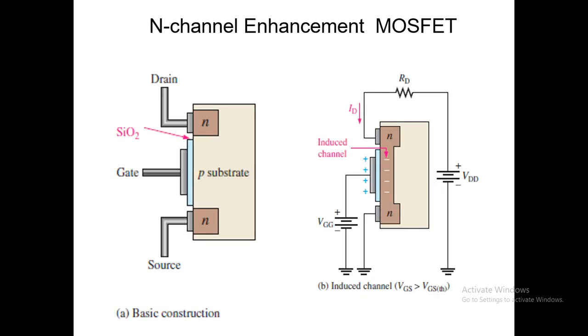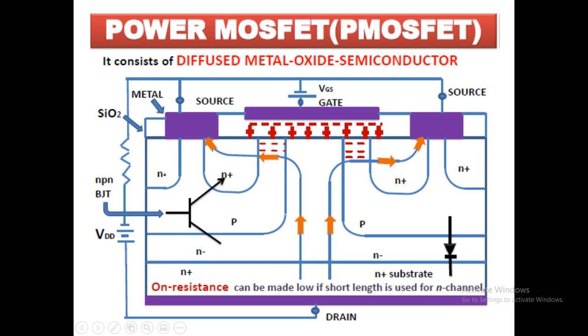For an N-channel we have a P-type substrate and two N layers for drain and source. And in the power MOSFET, the majority is the P substrate. This is your P substrate, and the drain and source layers are N-type layers. Here the drain consists of two N layers, N plus and N minus. N plus is the heavily doped N-type layer, and N minus is a lightly doped layer, and these two layers make up the drain.